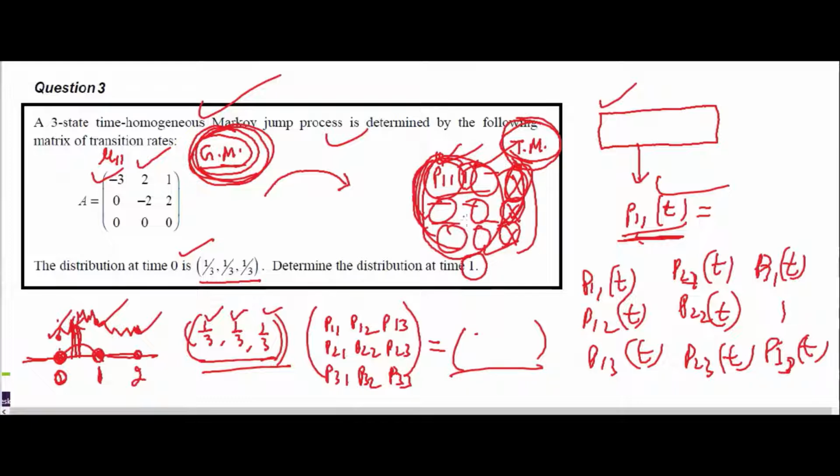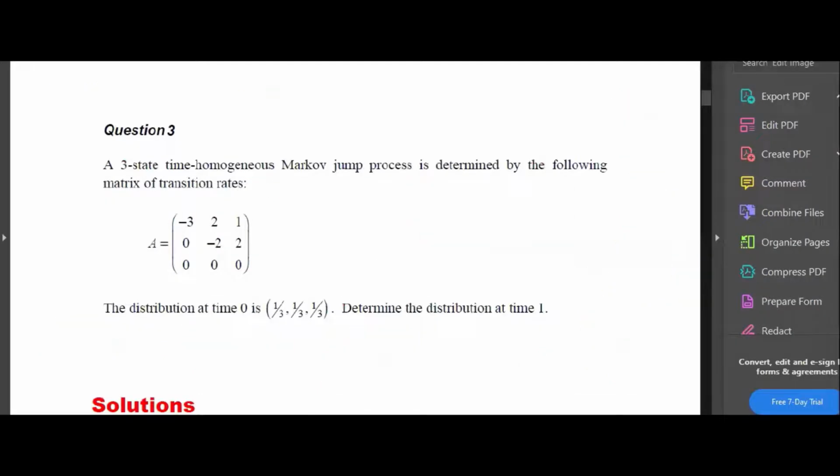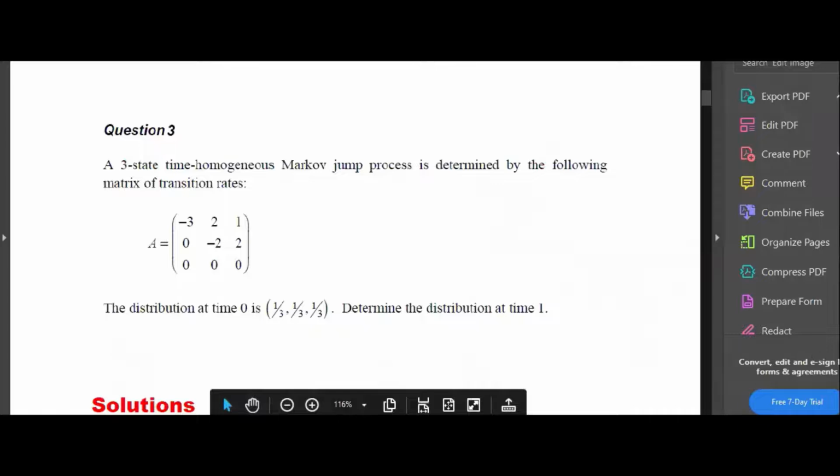However, even 6 we don't need to find, because there are direct formulas for the diagonal elements, for the waiting time. P11 means holding time in state 1, P22 means holding time in state 2, and so on. So certain things we don't need to find, but 3 to 4 equations you need to form. Now let's go through the solution.